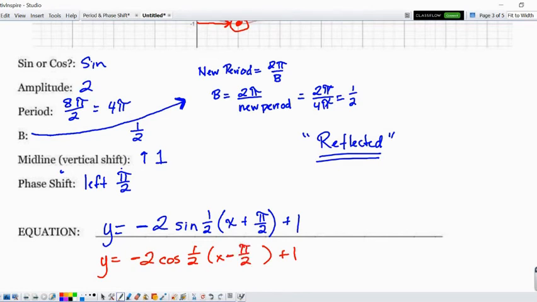And if you went to Desmos and typed in these equations, they would be exactly the same. They would look exactly the same on the graph. So every time you see one of these periodic functions, you have a choice whether you're going to write it as sine or a cosine. Sine means you're looking for a midline value. Cosine, you're either looking for a min, or a max.